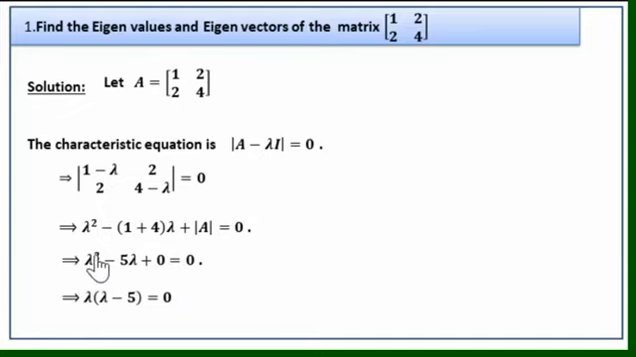Now find the roots of this equation. We can take lambda common outside: lambda into lambda minus 5 equal to 0, so the roots are 0 and 5. The roots of the characteristic equation are nothing but eigenvalues. So we have the eigenvalues 0 and 5.